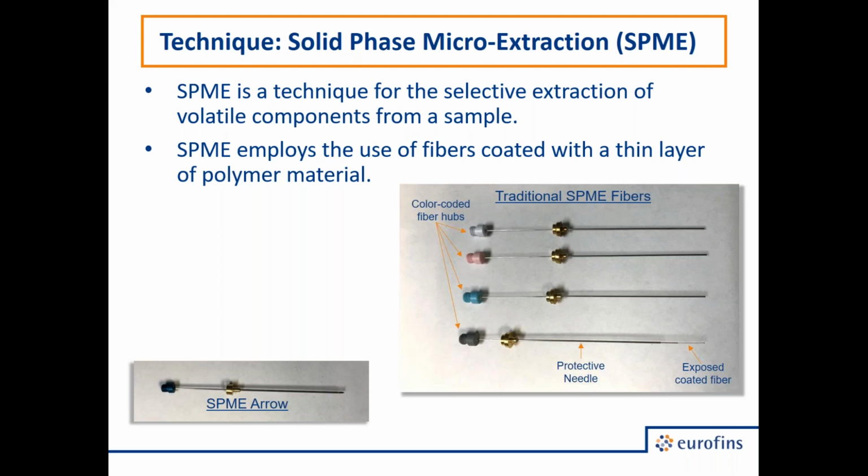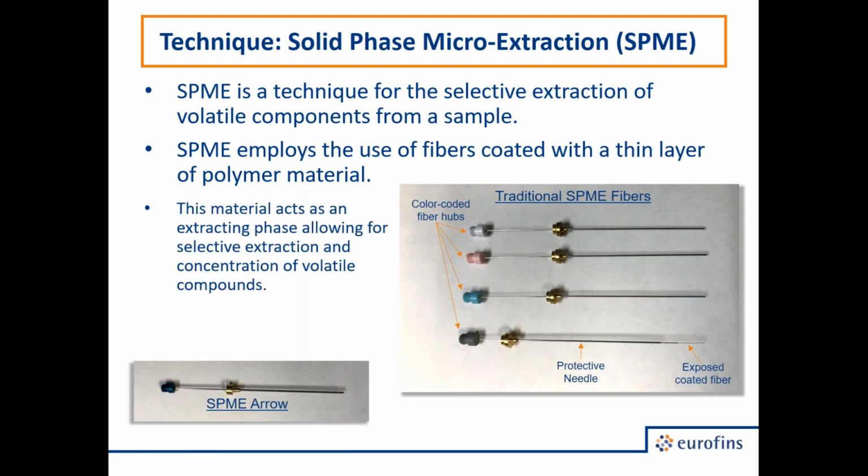SPME works by using a fiber coated with a thin layer of polymer material. And this material acts as an extracting phase, allowing for the selective extraction and concentration of volatile compounds. This is beneficial as it increases our sensitivity and selectivity. That is, we can use these fibers to concentrate the volatile compounds, reducing our detection limits, as well as we can select fibers based on the class of compounds of interest in order to target this approach.